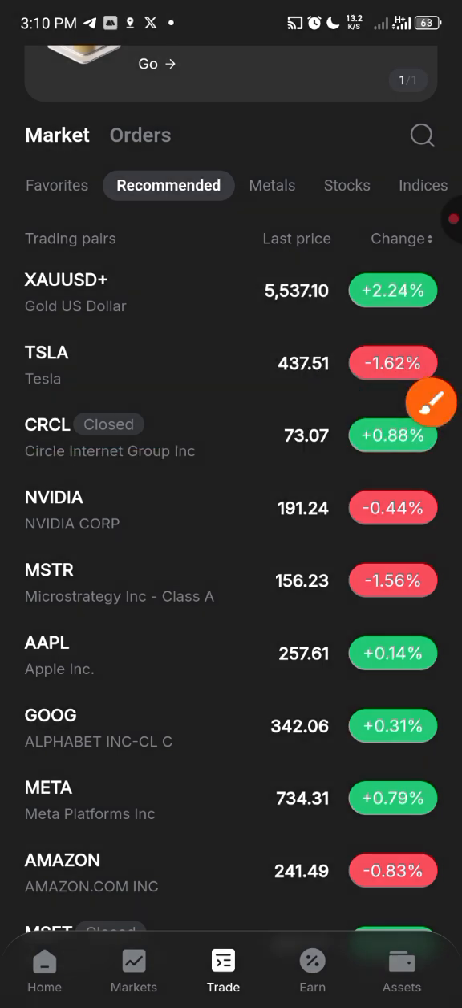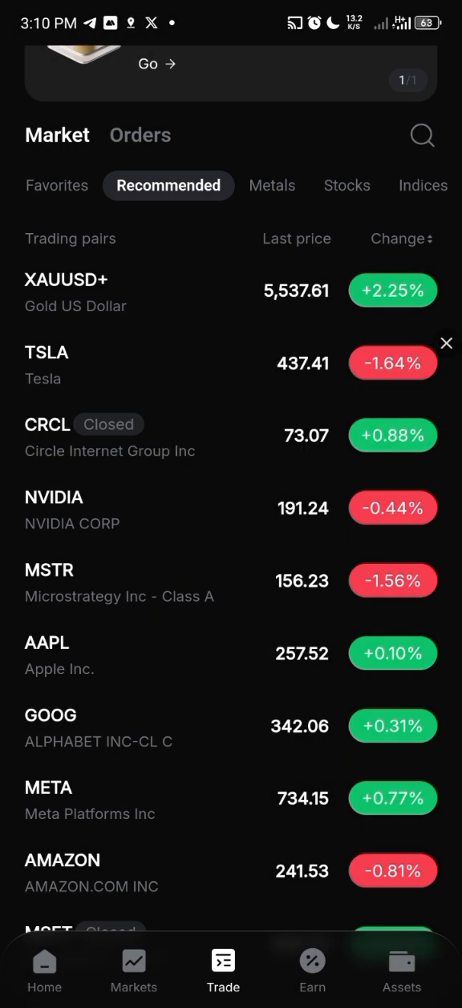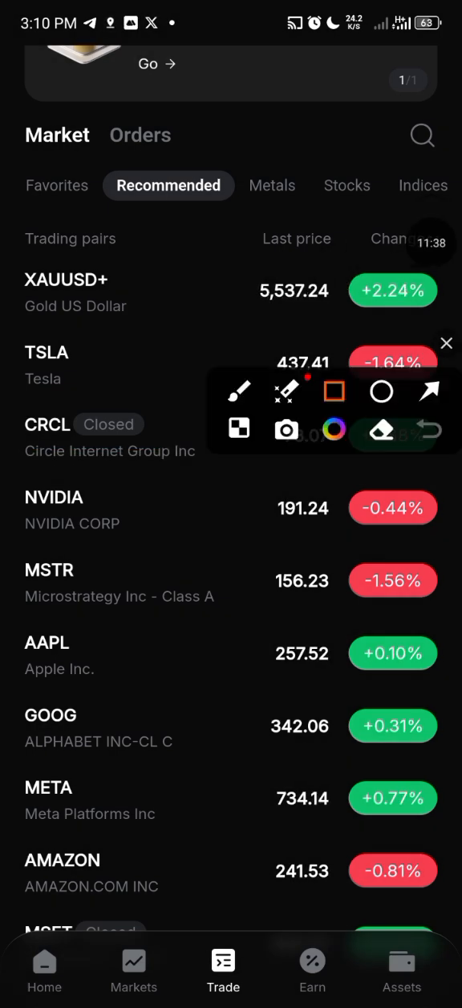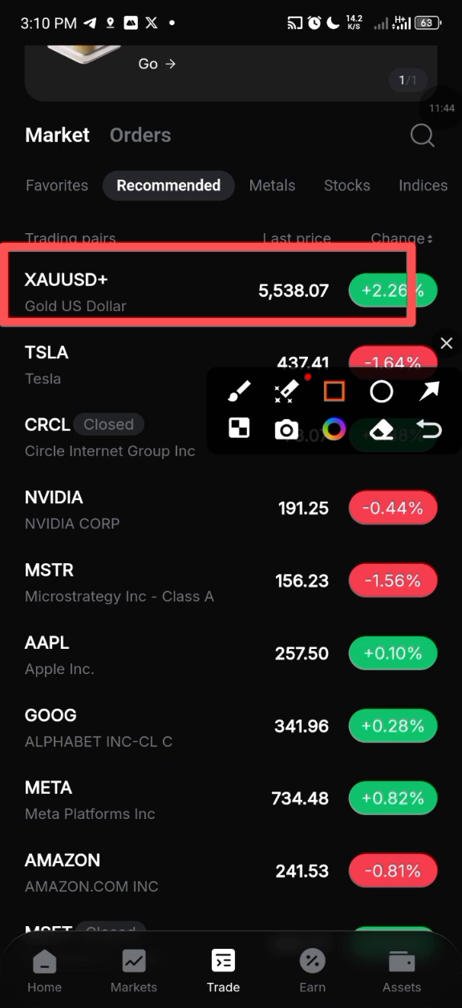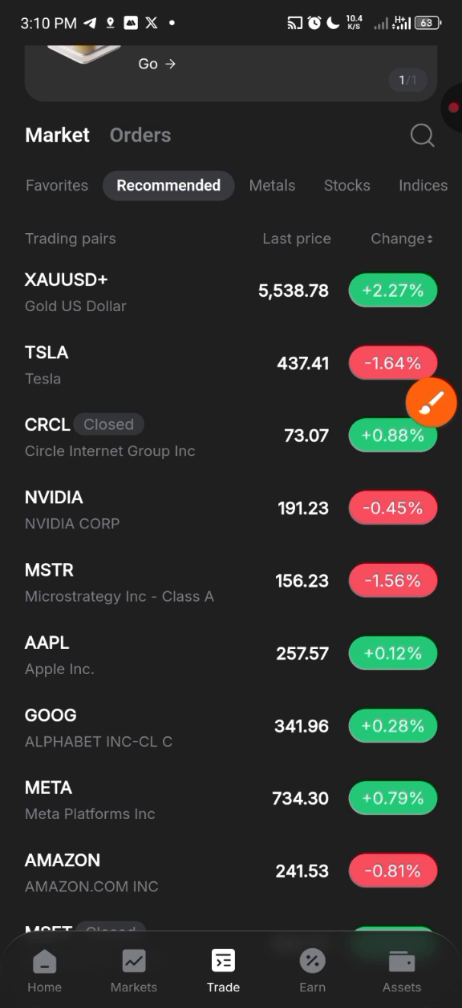Now, if you look at the market right now, you see that gold is really surging up. This is gold right here. It is around $5,500, over $5,500. You understand? So now, once you are here, how do you trade? Let me first of all finish with the sections.